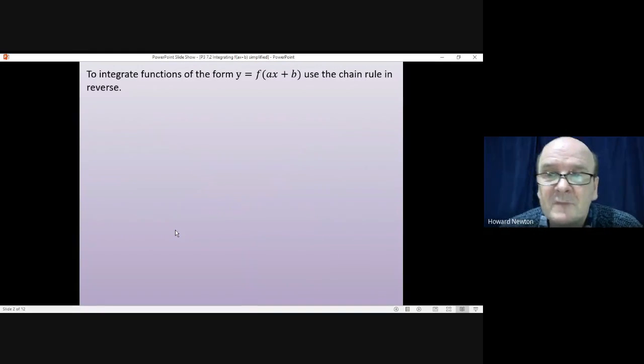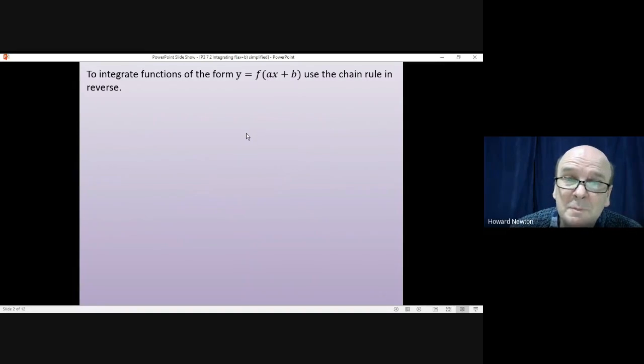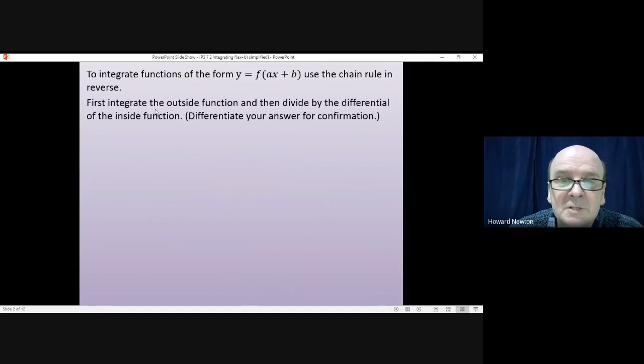Now, if you have a function of that form, what we're essentially doing is using the chain rule in reverse. If we had to differentiate that, first of all, we'd differentiate f, and then we'd multiply by the differential of ax plus b. We do the opposite when we're integrating it. So we integrate the outside function f, and then we have to divide by the differential of ax plus b. Once you've done that and got your answer, it's always a good idea to differentiate your answer to make sure you do get the question.